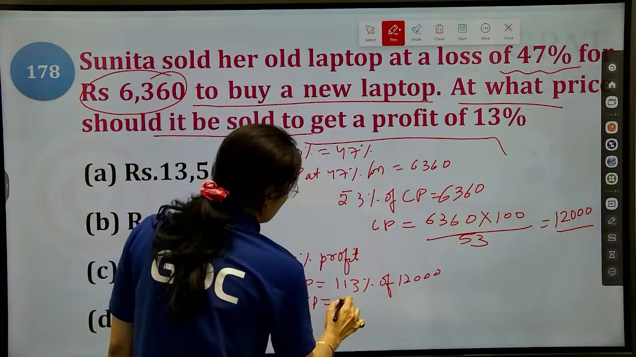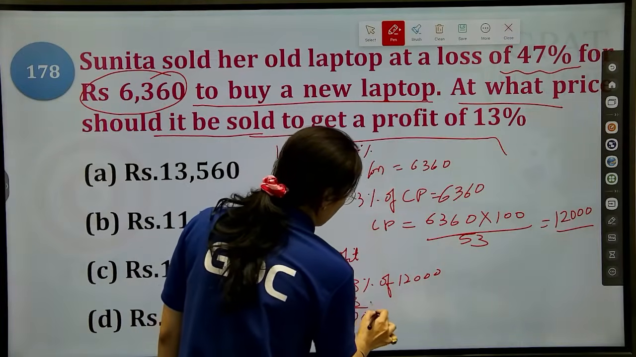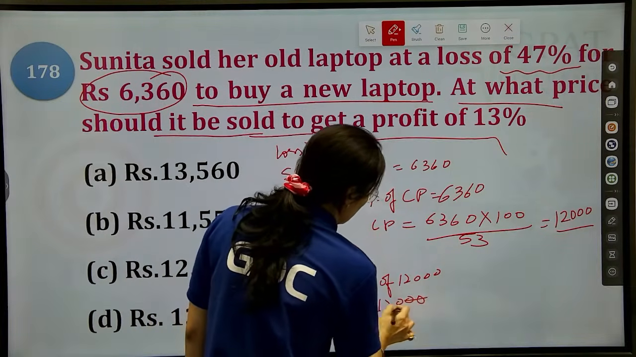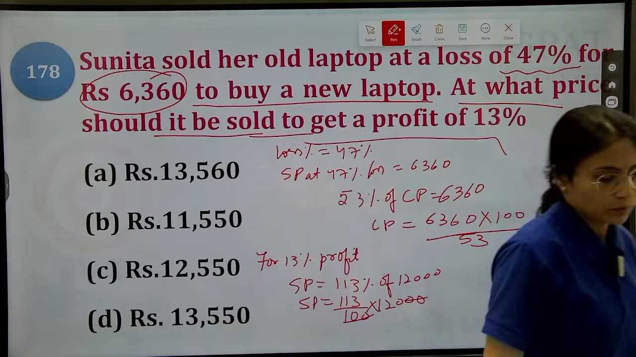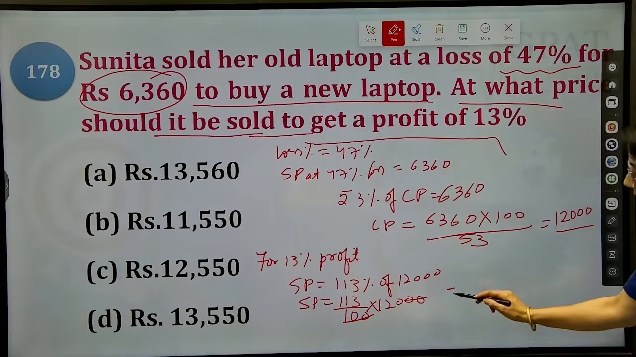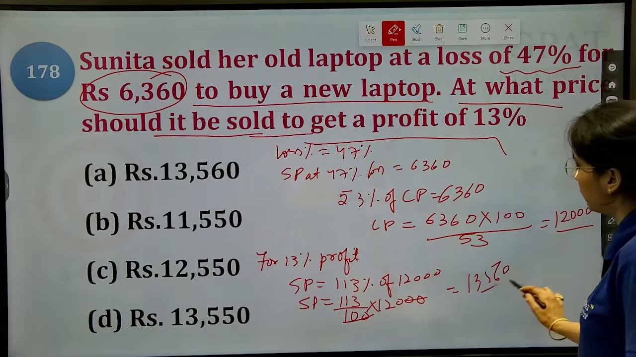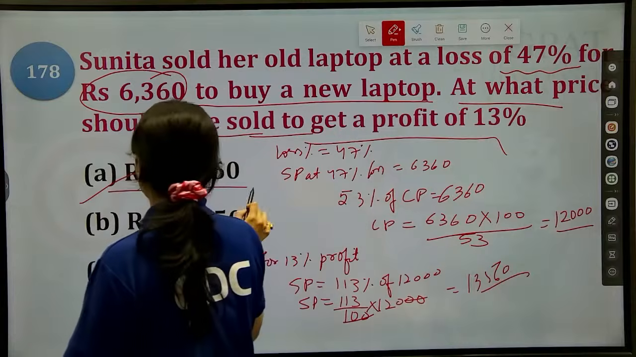So SP is equal to 113 upon 100 multiplied by 120,000. Okay. So you will get your SP, that is 13560. So 13560 rupees is the answer.